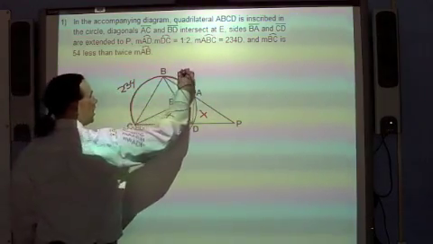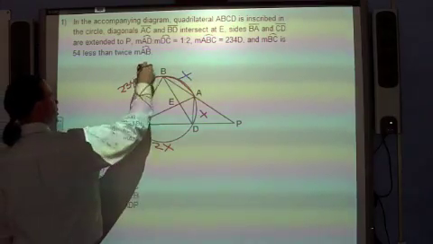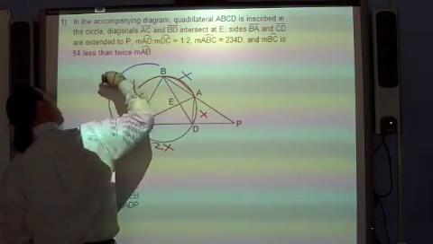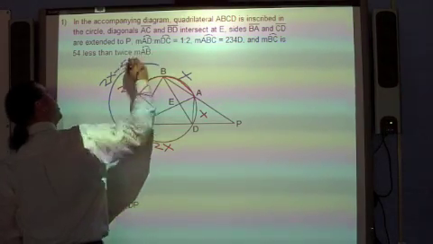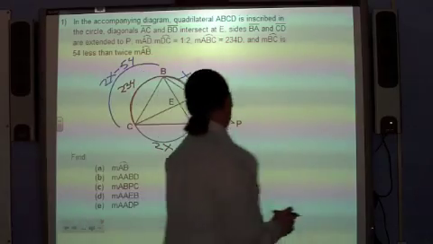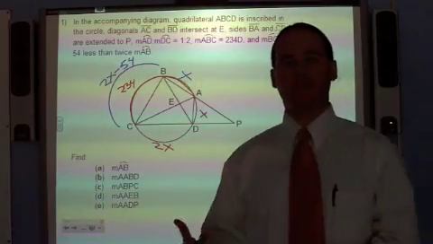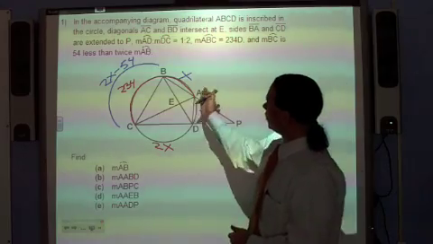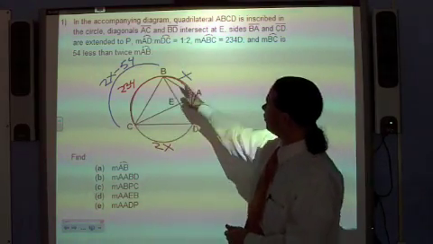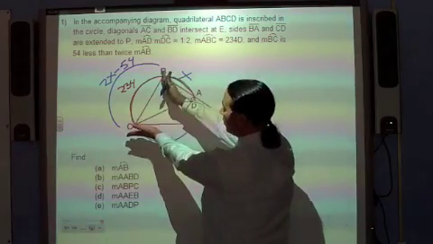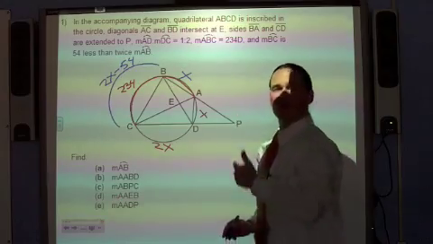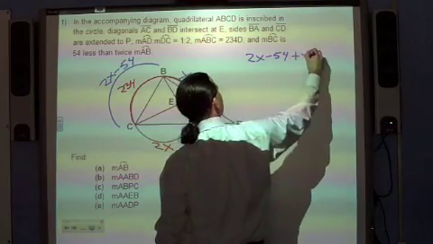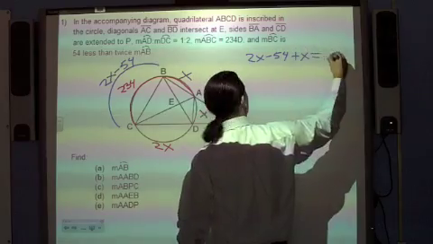Well, we're going to call AB x. That's going to make BC 54 less than twice that, so 2x minus 54. Okay? We need to start solving for some things here. We're not ready to solve this ratio yet, but we can get x. We know that this whole arc is 234, and this piece is 2x minus 54, and this piece is x. So we can write 2x minus 54 plus x equals 234.